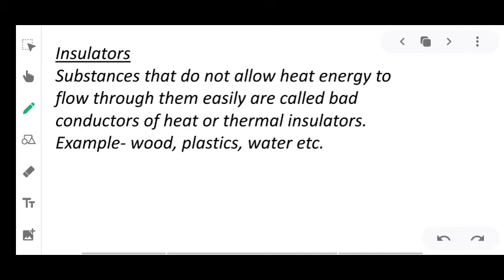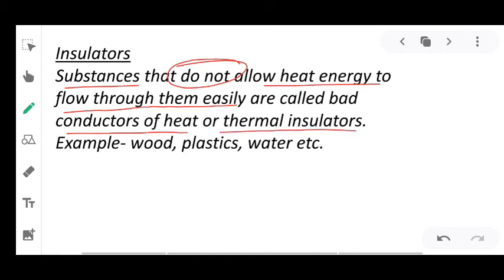Next, insulators. This is just the opposite of conductors. Substances that do not allow heat energy to flow through them easily are called bad conductors of heat, or thermal insulators. The examples of insulators are wood, plastic, water, etc. Wood, or all liquids except mercury, are also bad conductors of heat. Air is also a bad conductor of heat.